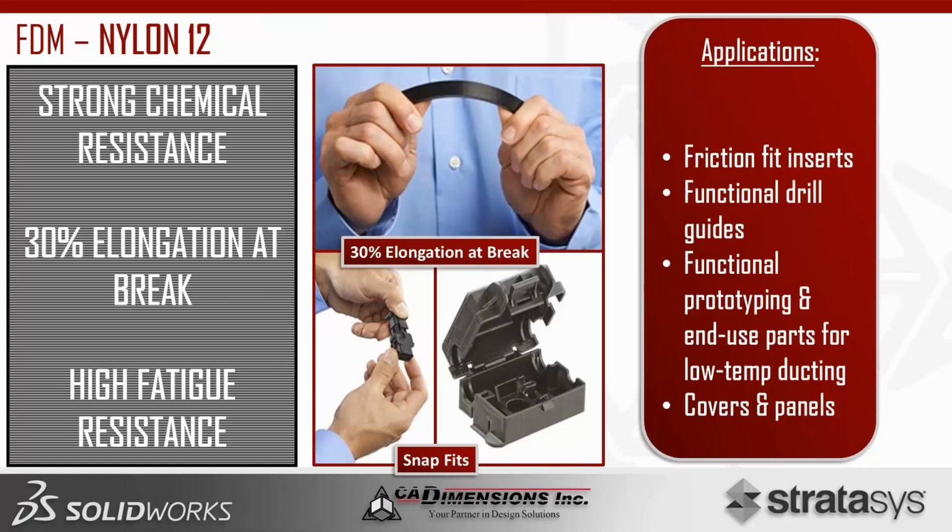Now because of that elongation of break and the strength that is also backing up, this type of material is very good for snap fits, as well as friction fit inserts, things like functional drill guides, prototyping, end-use parts for ducts and things such as that are very good in terms of how to use Nylon 12 effectively.